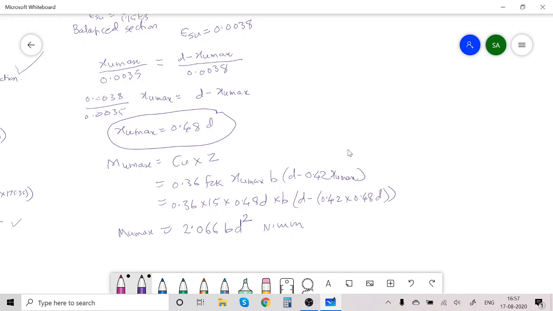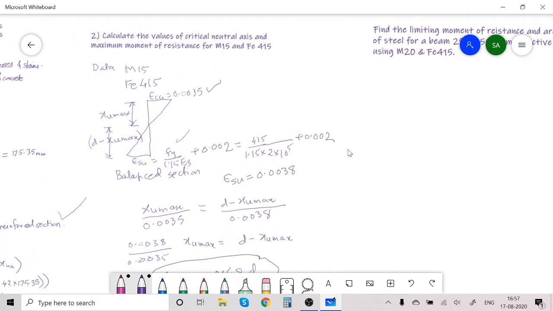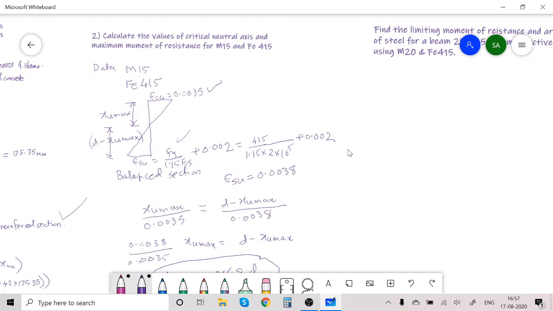Mu max for what? Mu max for M15 and Fe415. So I will repeat the steps. Only the grade of steel and concrete is given, and it is asked to find the depth of critical neutral axis, that is for the balanced section, and the maximum moment of resistance, that is Mu max.